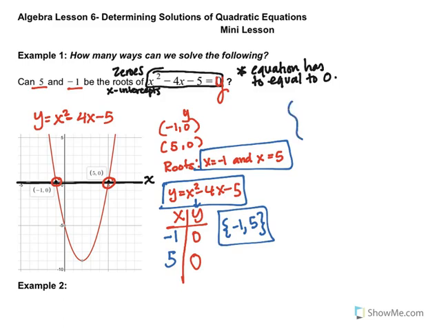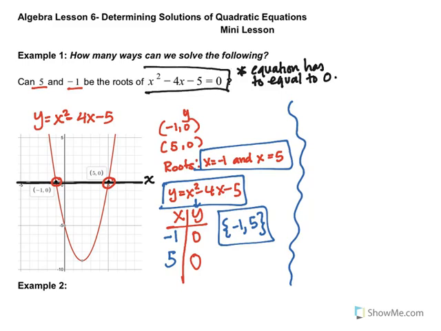The other way that we can do this is that if these are my solutions to this equation that I have over here, then if I plug in negative 1 for x, or I plug in 5 for x into this equation, what should it give me? If you said 0, that's correct. So first I'm going to prove that negative 1 works. I have x squared minus 4x minus 5 is equal to 0.